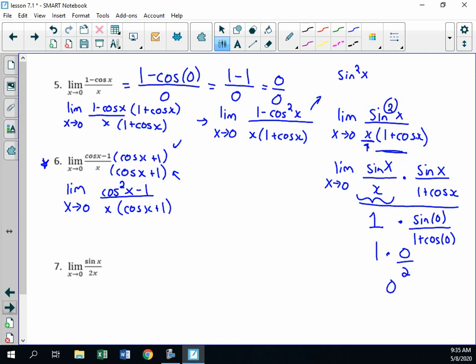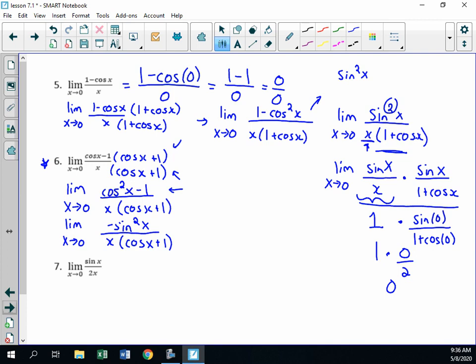Now with this one, again, this numerator is not just equal to sine squared x, it's actually equal to negative sine squared x. Again, you have to know your identities for this unit to be able to simplify this stuff. And we get our x over our cos x.